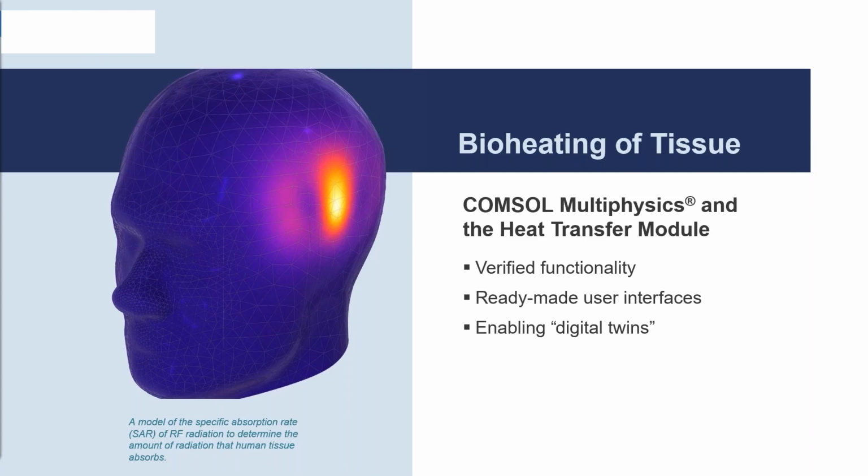The first off is the bioheating of tissue. This is using COMSOL Multiphysics and the Heat Transfer Module. It features verified functionality for modeling bioheat transfer problems such as the Pennes equation. We also have ready-made interfaces for thermal damage and therapeutic repair. We also have models that have been integrated into apps, so-called digital twins, enabling digital twins. We feel like this is important. Here we see an example of the bioheating that is created by using a cell phone too much. If you put an antenna close to your head for too long, there is some heating that would occur. So this is one example of that.